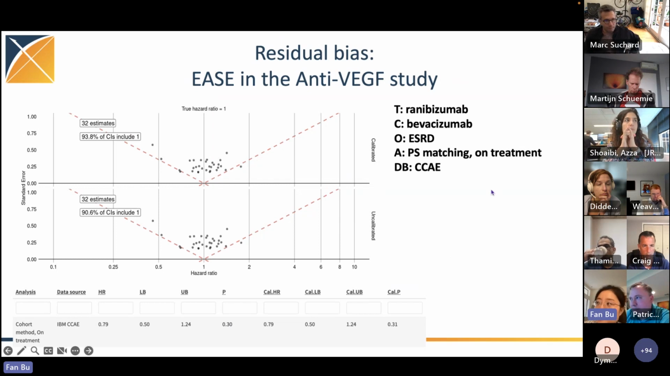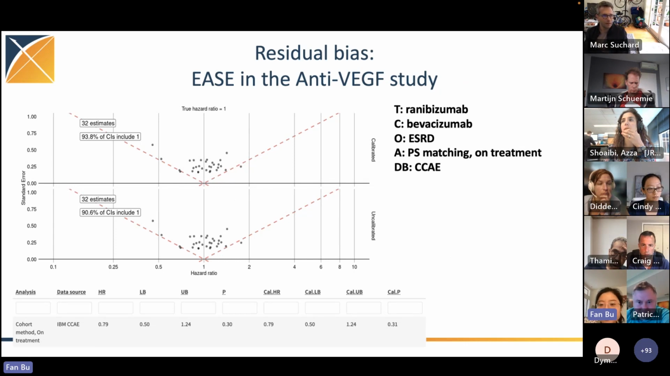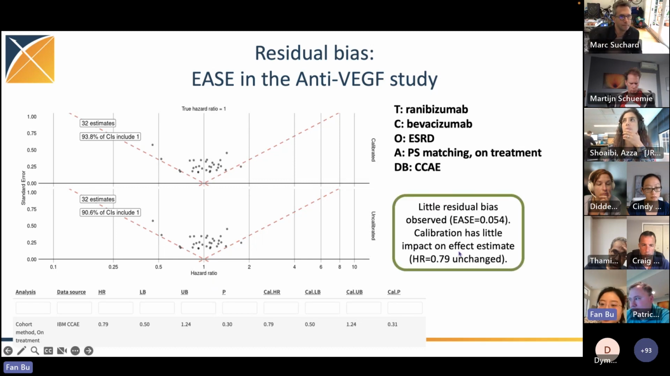Now, if we go back to the same target comparator pair in our anti-VEGF study here, what we're seeing is that after calibration and before calibration, our estimates on the negative control outcomes are not really that different. And actually, we have very little residual bias in this particular comparison. EASE is at the level of 0.05, so a really small number. And also at the same time, before calibration and after calibration, our estimation results wouldn't shift by much.